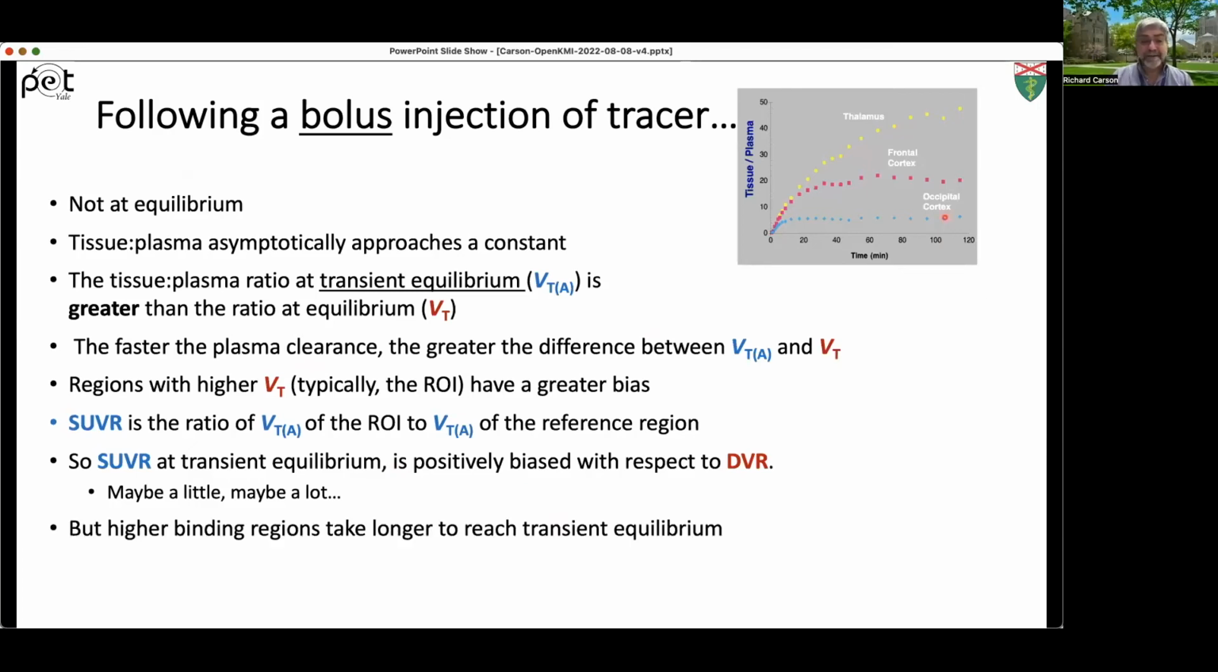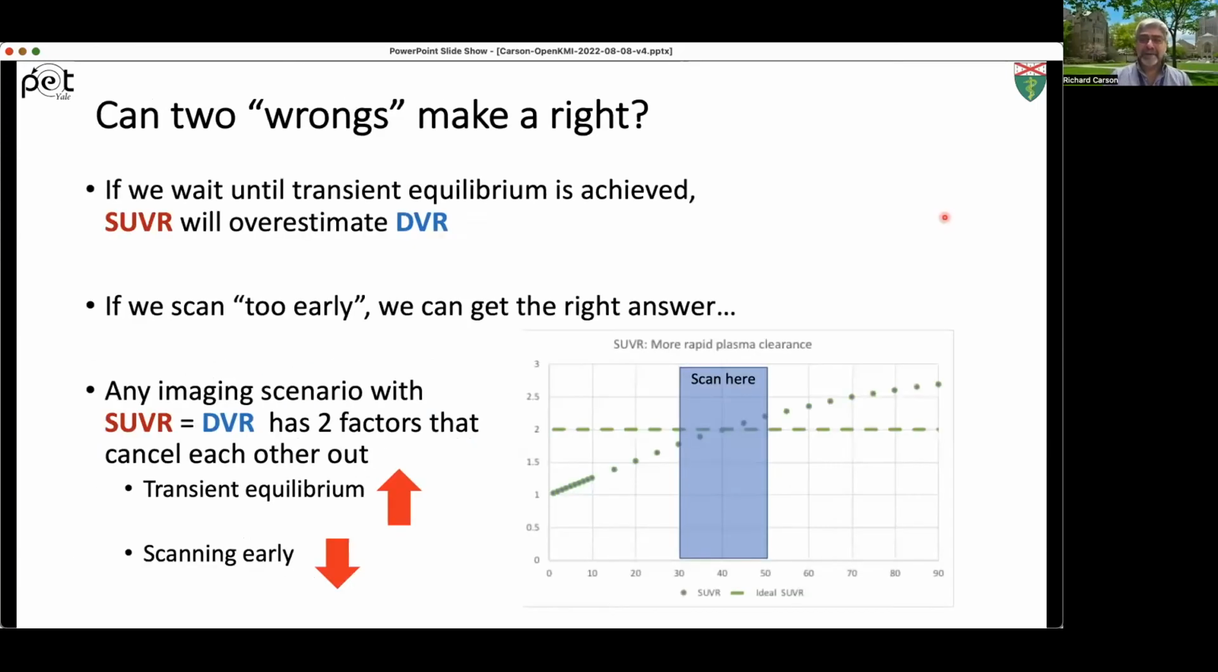So we can help by scanning earlier. Is that a problem? In other words, can two wrongs make a right? No, if we waited until we got to that constant level, we would overestimate, and that would be a function of the clearance rate. If we scan earlier, we can get the right answer. So we're overestimating if we wait until equilibrium because we're not really at equilibrium. By scanning earlier, we underestimate there. Is that okay? What could possibly go wrong with that idea?